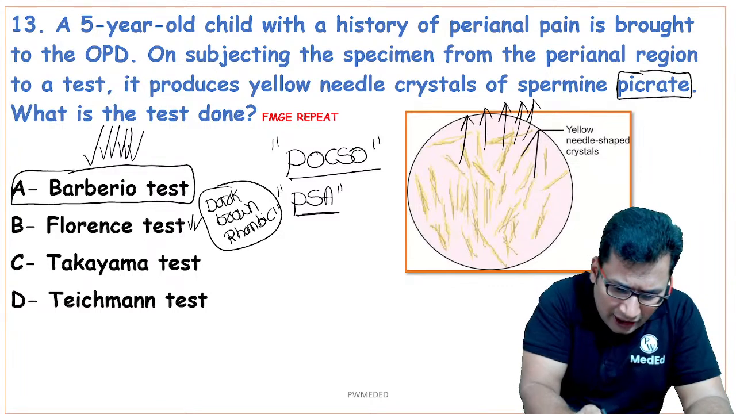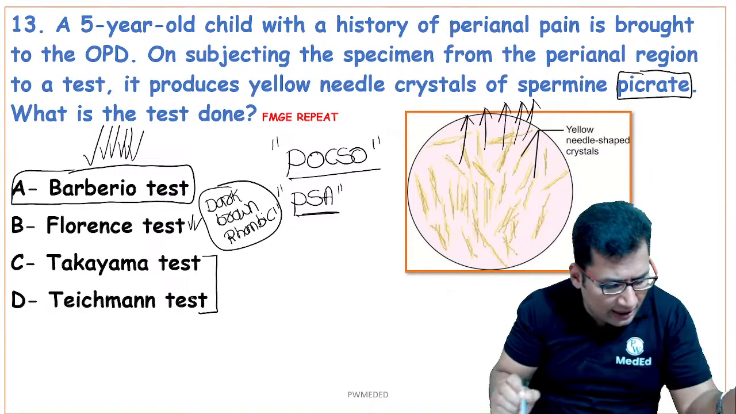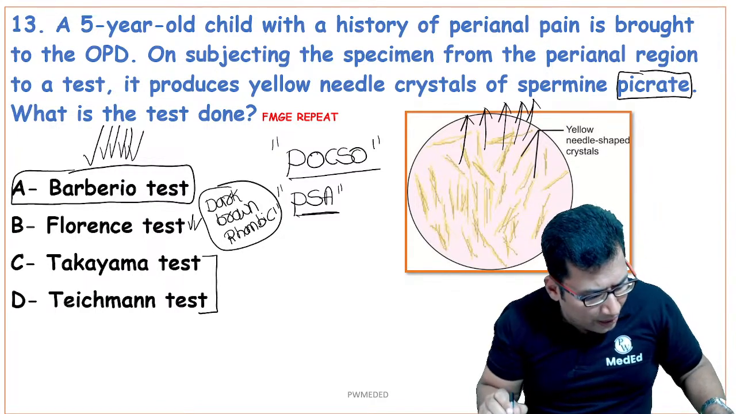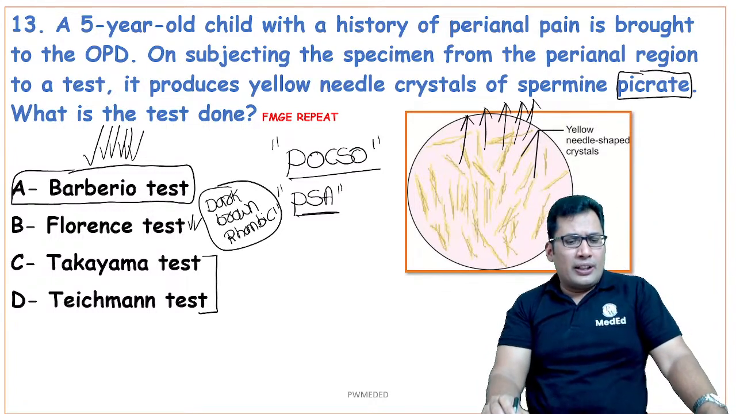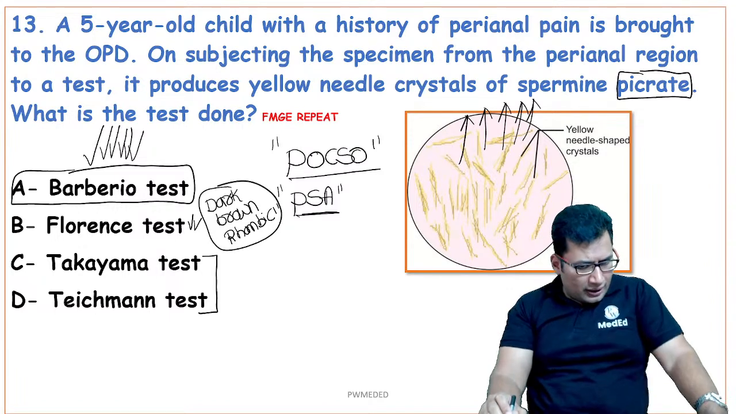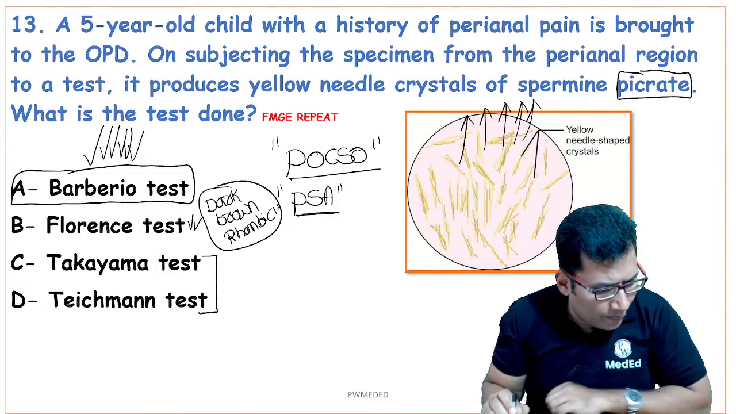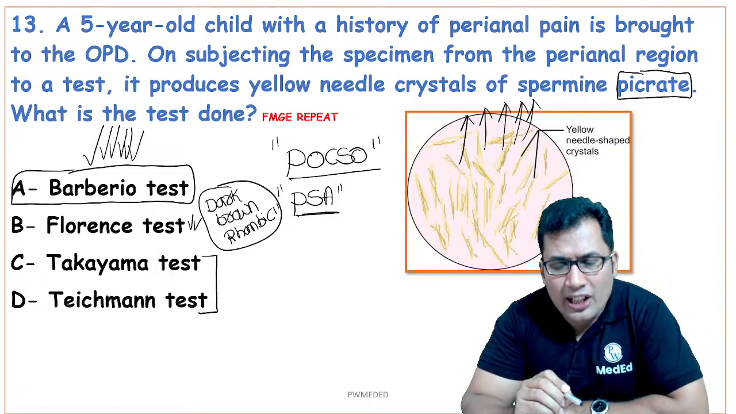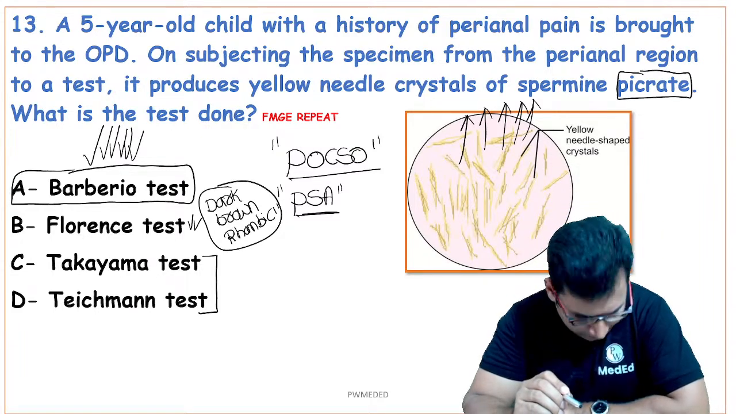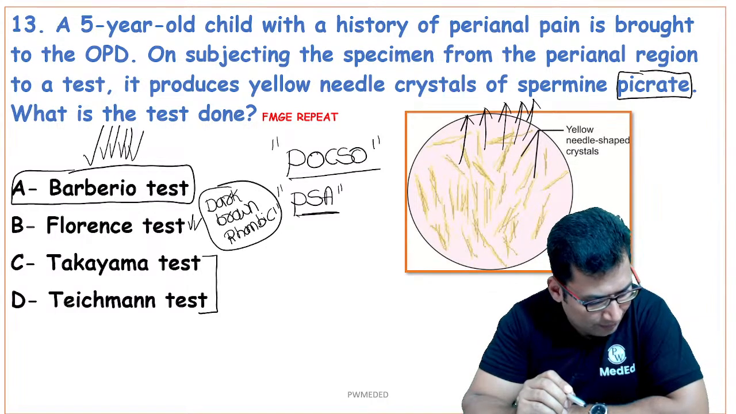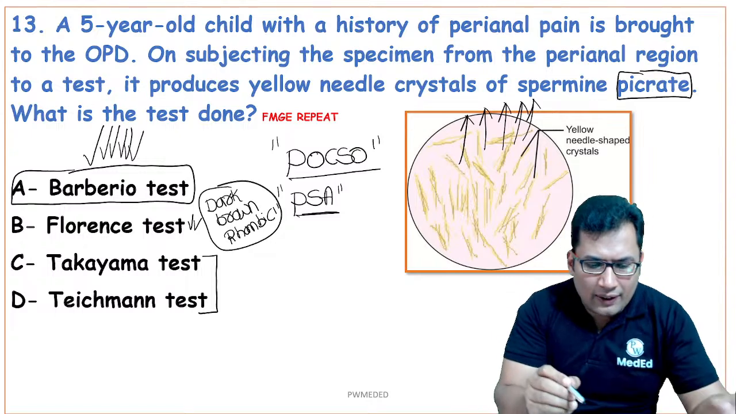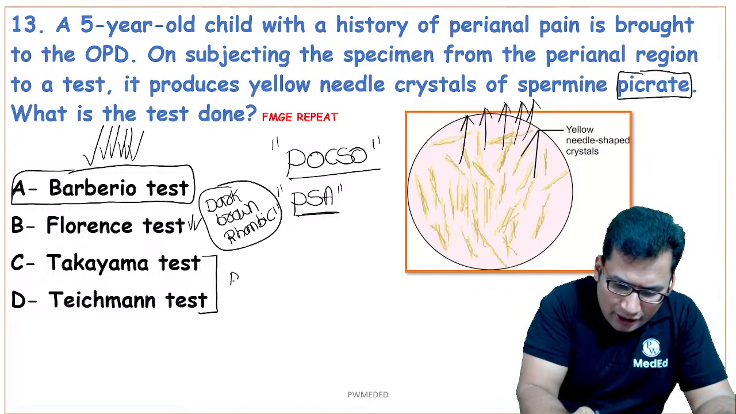Takayama and Teichmann test. What are these two tests? Anyone, can you guess? Takayama and Teichmann test. They are basically for blood stain.